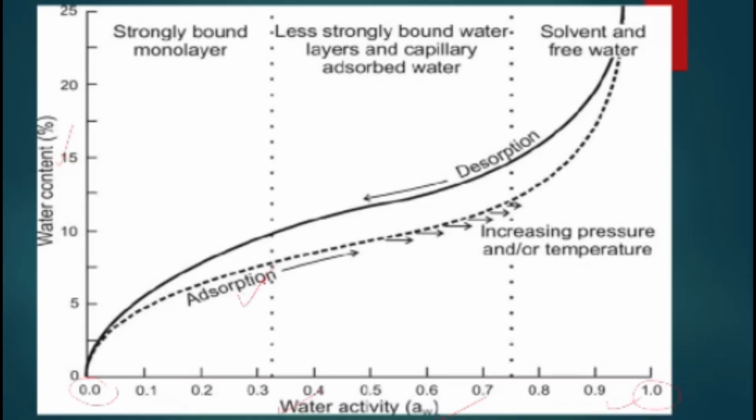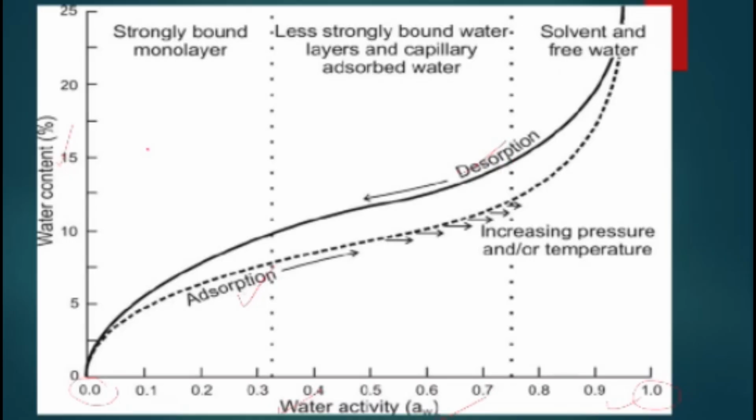Adsorption isotherm shows how much moisture a food product absorbs when exposed to increasing humidity. This is relevant for foods during storage or in humid environments. This is the desorption isotherm. It shows how much moisture is lost by the food as the surrounding humidity decreases. This curve is essential in processing like drying or when foods are stored in low humidity conditions.